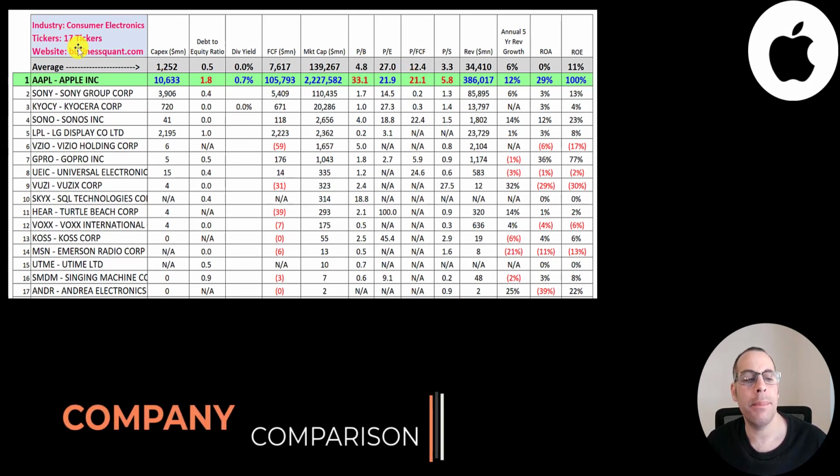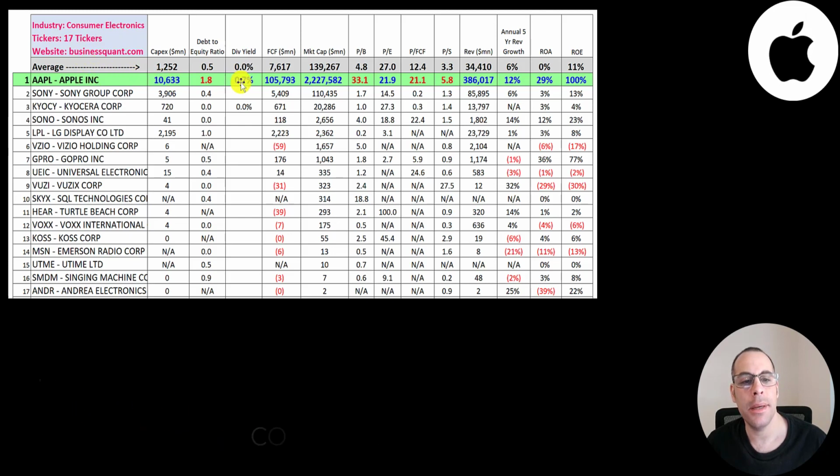There are 17 companies in the same industry as Apple, and Apple is much bigger than the other 16 companies combined. They spend more on CapEx than all the other companies combined. They have the worst debt to equity ratio. They're the only company that pays a dividend. They generate more free cash flow than the other 16 companies combined.